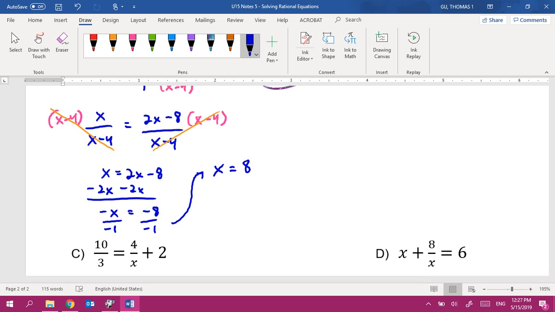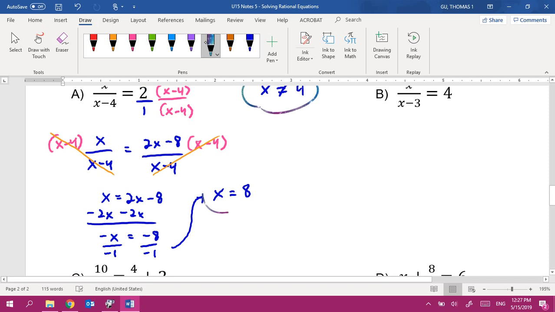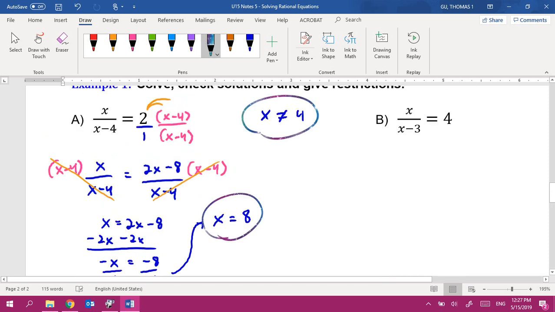And is that a solution? Yes. Why? It's not equal to your restriction, right. Good, nice, you guys are killing this.